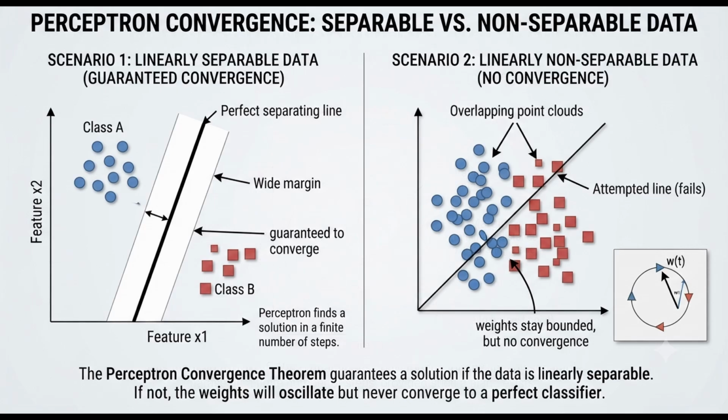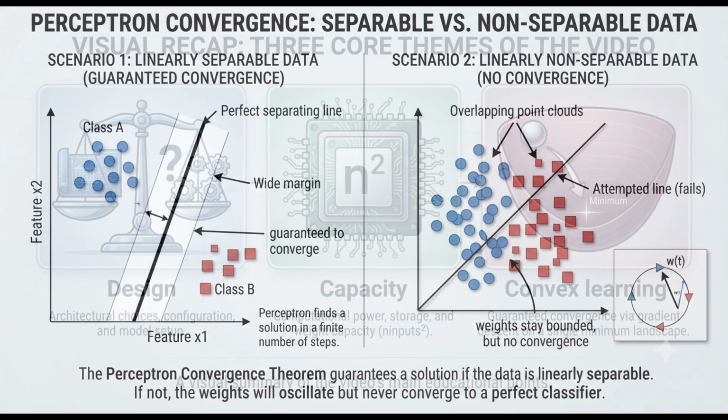If the data isn't separable, on the other hand, the algorithm stays perpetually unstable. But at least the weights themselves don't grow without bound, a result known as the Perceptron cycling theorem.